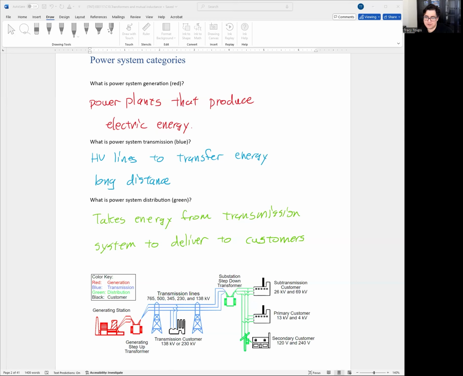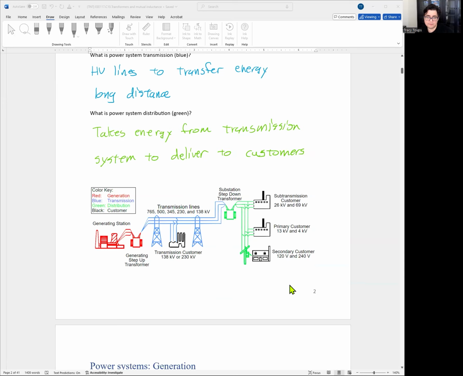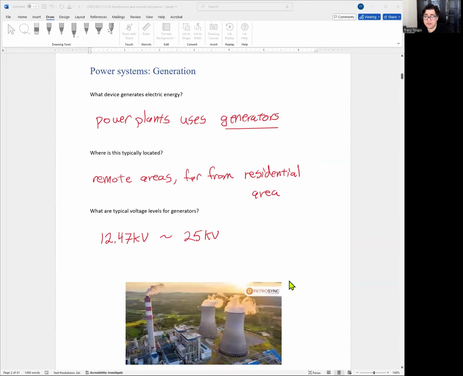Once it gets closer to your neighborhood, you have a third system called the distribution system, which takes the high voltage transmission lines, lowers them to a more acceptable voltage, and then goes down to individual streets and neighborhoods, and eventually ends up at your house. So the distribution system takes energy from the transmission system and delivers it to the customer. Those are the three major groups in power systems. Now let's talk about all three of them one by one.